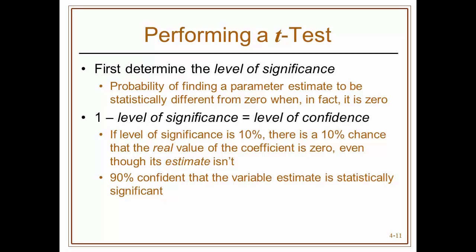So if a variable is statistically significant at the 10% level, then you can have 90% assurance that the parameter estimate is correct and that there is a relationship between x and y. Again, only a 10% chance that it's not. Only a 10% chance that even though you see a non-zero coefficient estimate, the true relationship is 0. So you have 90% confidence that what you've estimated is actually correct.